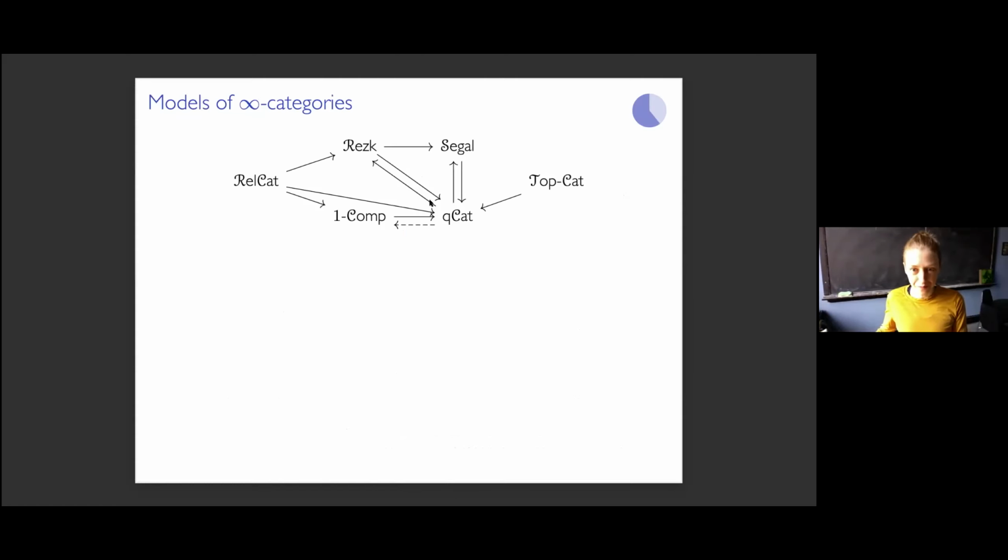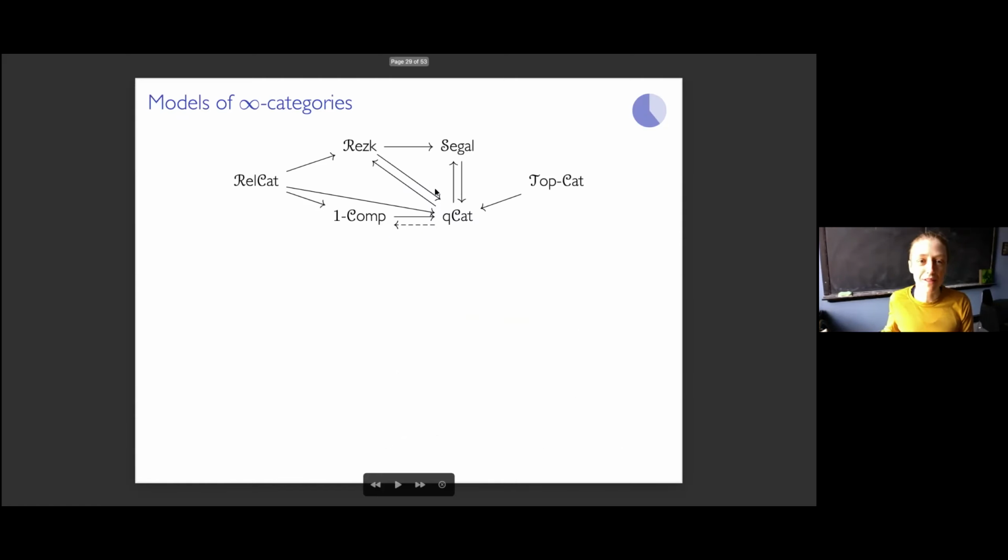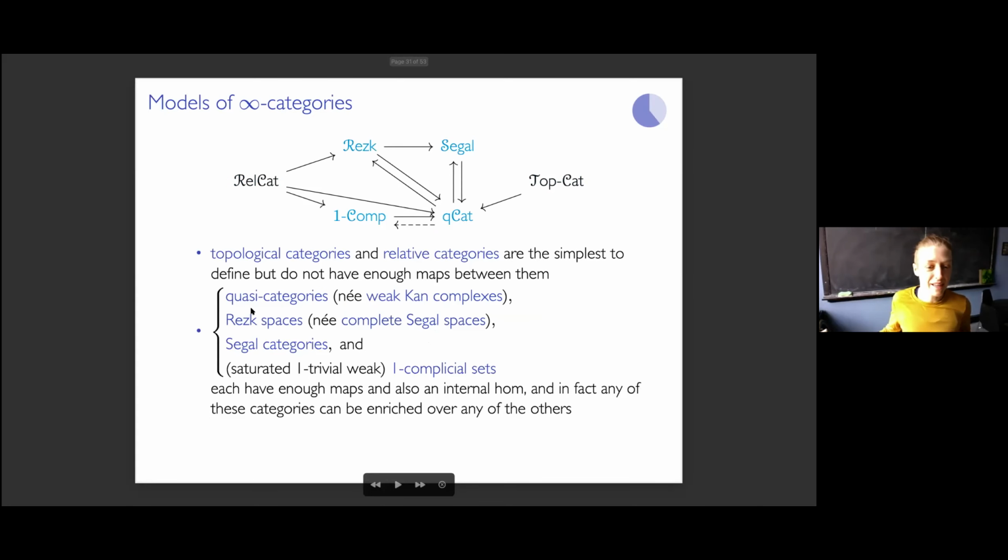So what's required next is to explain how on earth a proof in two categories gives a proof for infinity categories. And the first part of this is to introduce the models that I was alluding to previously.